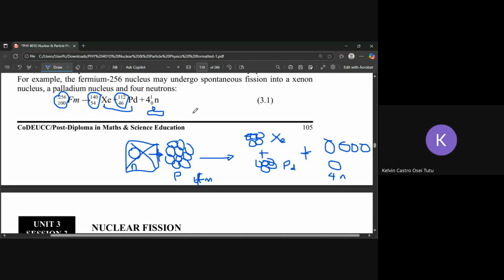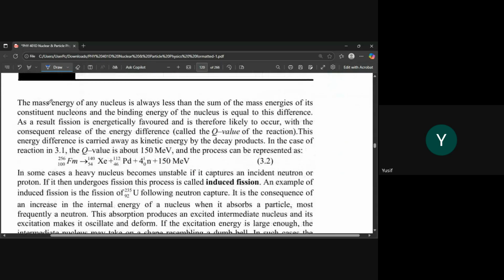Yes, sir. Yes, sir. Okay. So the mass energy of any nucleus is always less than the sum of the mass energies of its constituent nucleons, and the binding energy of the nucleus is equal to this difference. As a result, fission is energetically favored and is therefore likely to occur with the consequent release of the energy difference, called the Q value of the reaction. This energy difference is carried always as kinetic energy by the decay products.